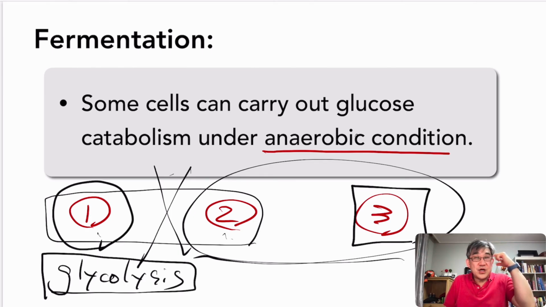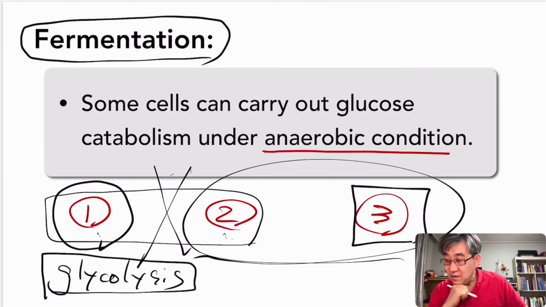Then you have a challenge, for a reason we are going to see shortly. Under such conditions, many organisms switch quickly from the catabolic reaction that originally involved all three steps, including the final electron transport chain, which requires the oxygen supply, into something else, which is fermentation.